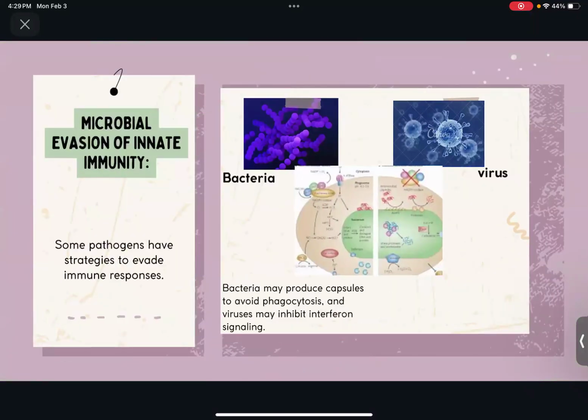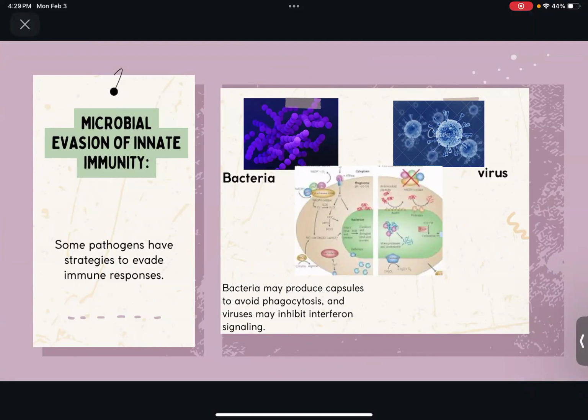Microbial evasion of innate immunity. Some pathogens have strategies to evade immune systems, such as bacteria and viruses. Bacteria may produce capsules to avoid phagocytosis, and viruses may inhibit interferon signaling.